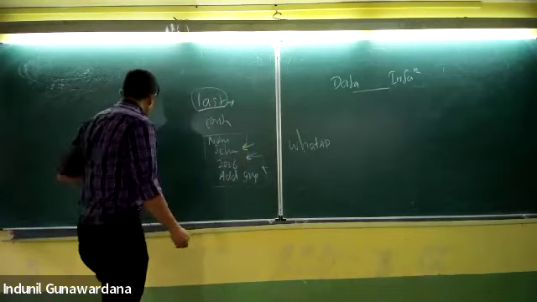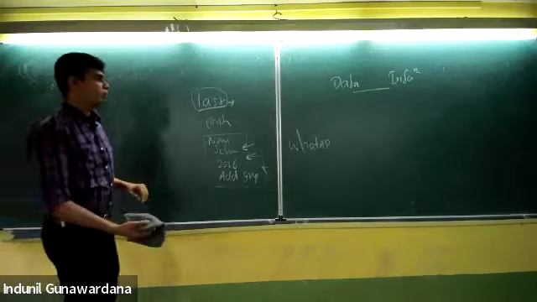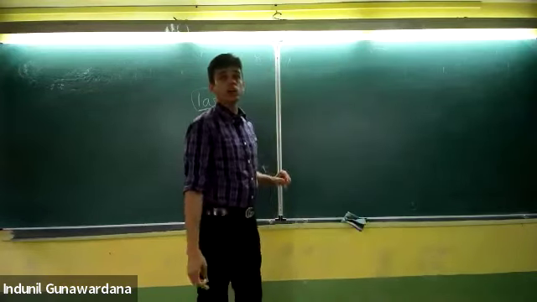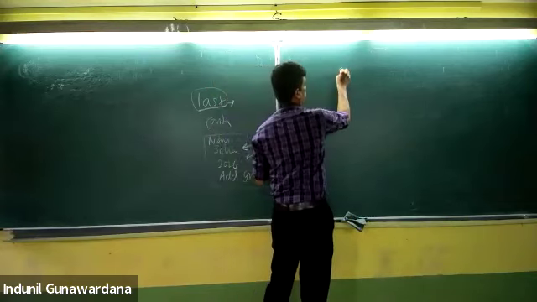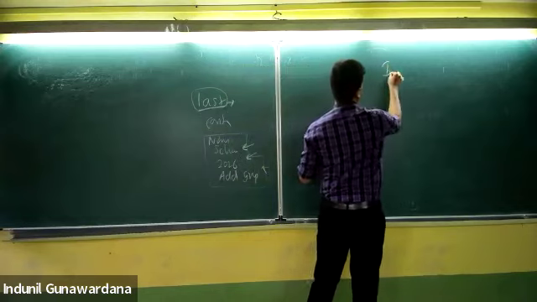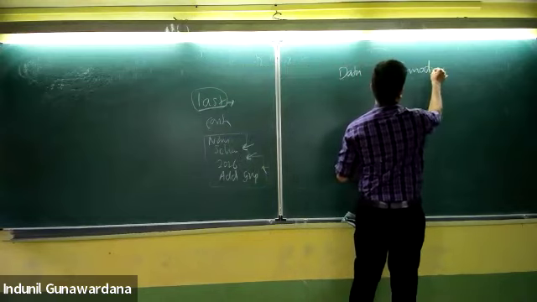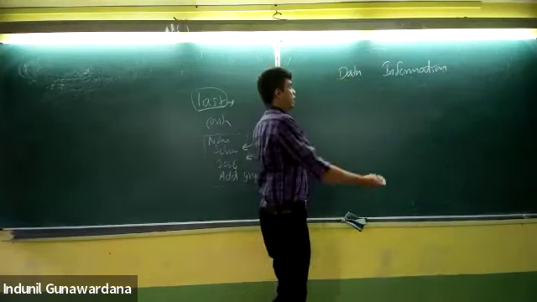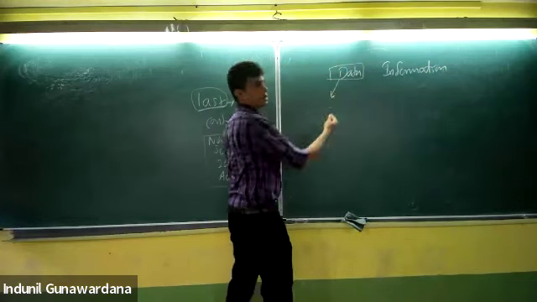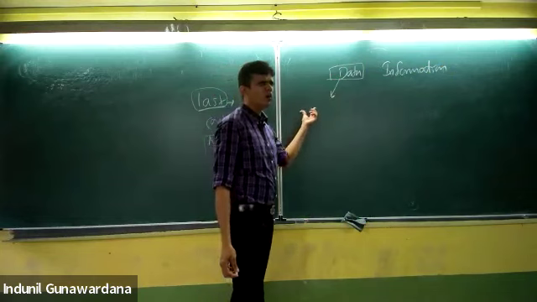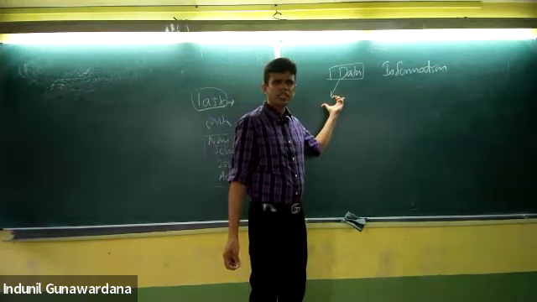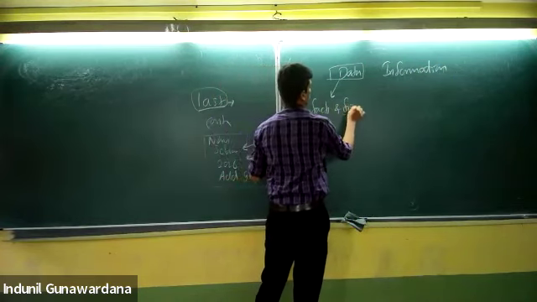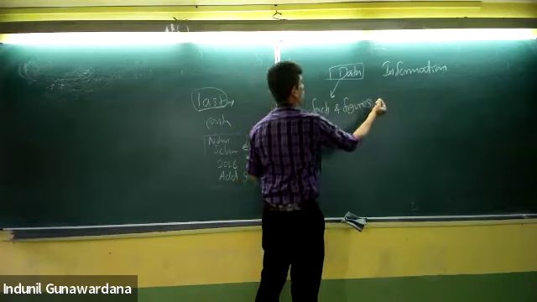Then I'll briefly introduce what these two concepts are, especially for the people who didn't do ICT for O levels. Now we have two important keywords in the field of ICT, data and information. These are the very basic keywords. How do we define data? Data is defined as raw facts and figures. That's the perfect definition for data.